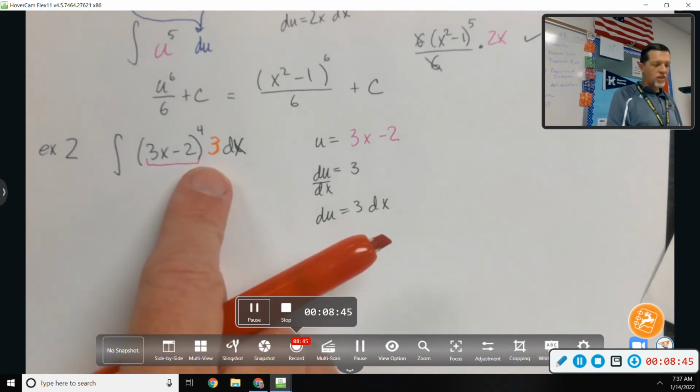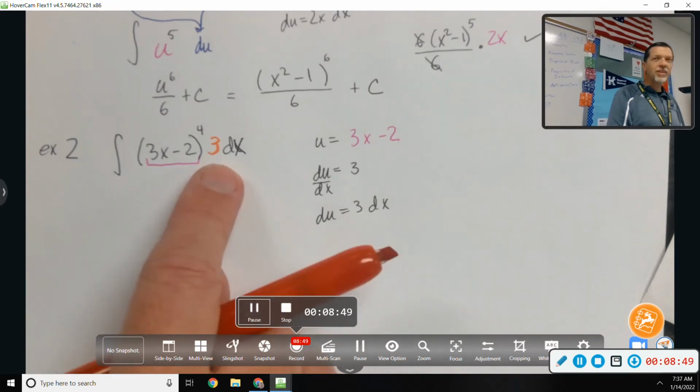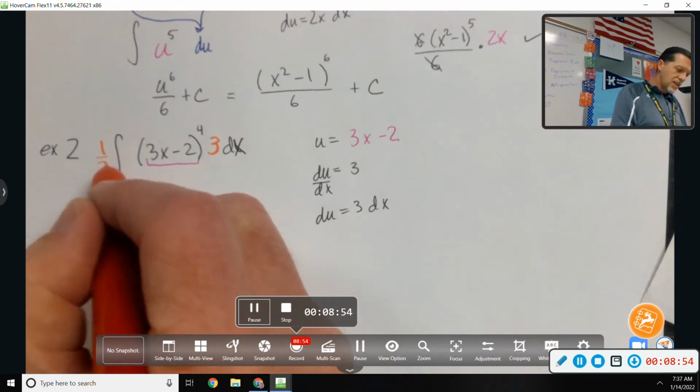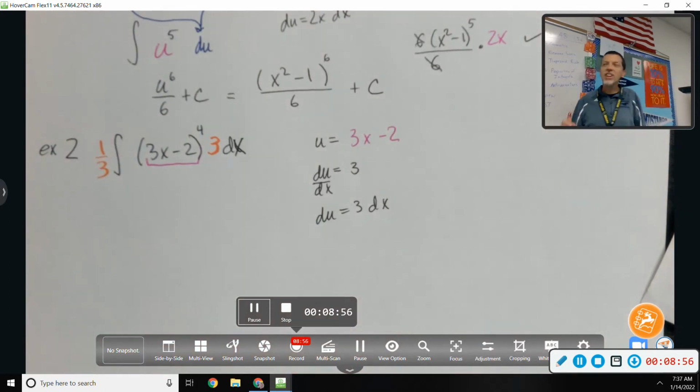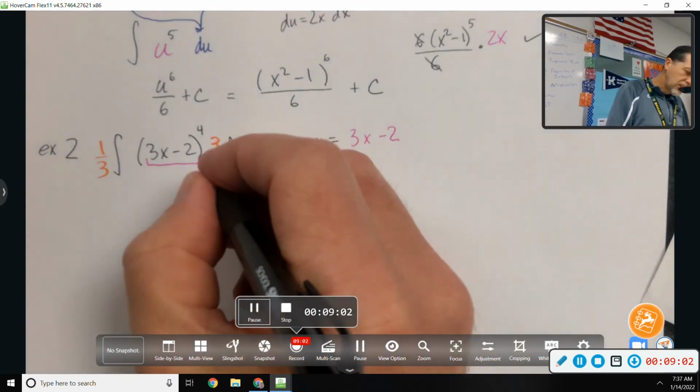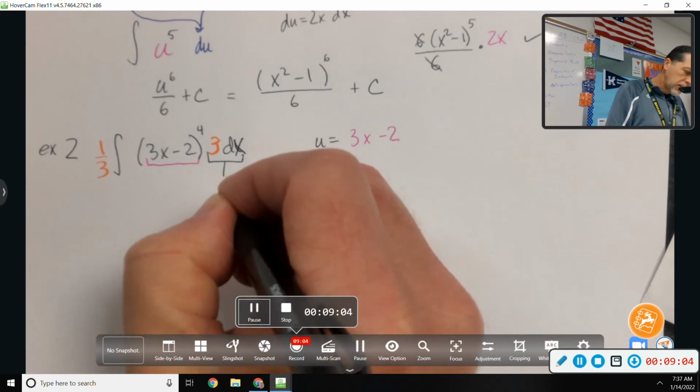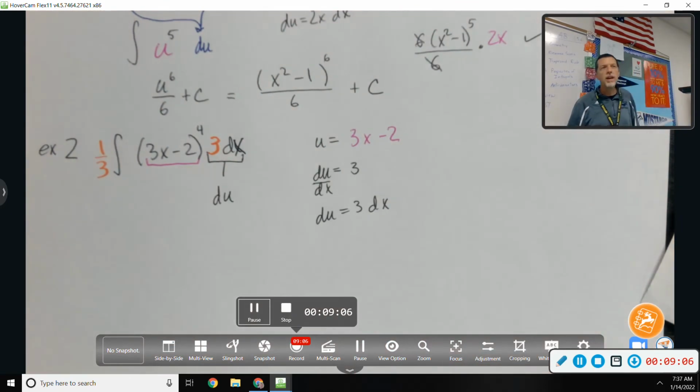So I could put something out front. What would counteract multiplying by 3? A third. So I haven't changed anything. I've just sort of rearranged how it looks to force part of this to be du. You can do that with numbers. You can't do that with x's. You can't say, oh, let me put an x in here and then a 1 over x out front. Only numbers can you do that game with.